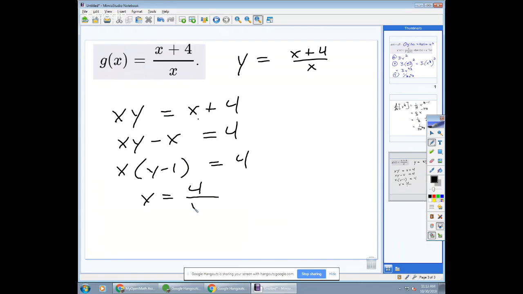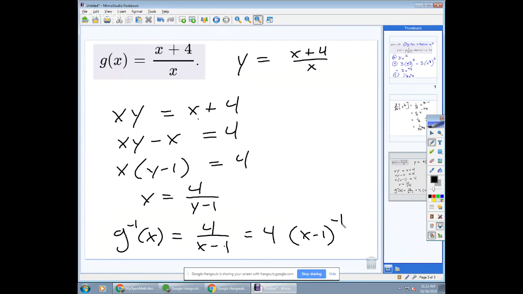So x equals 4 over y minus 1, and then switching them gives me the inverse. So g inverse of x is going to be 4 over x minus 1, which I can also write as 4 times (x minus 1) to the negative 1. The nice thing about the inverse function is that it only has one x in it. The other one had two x's.